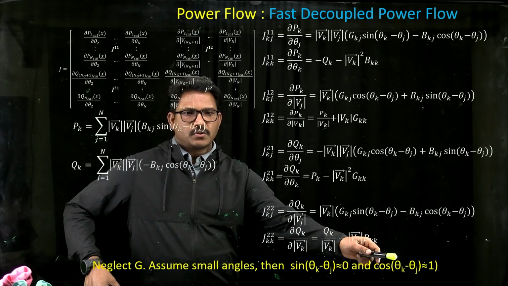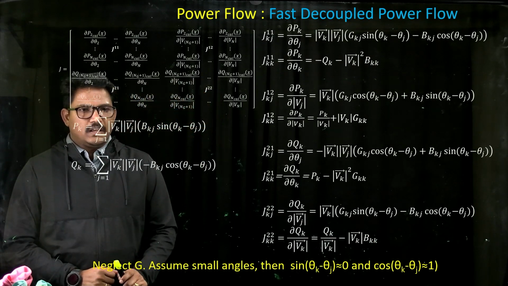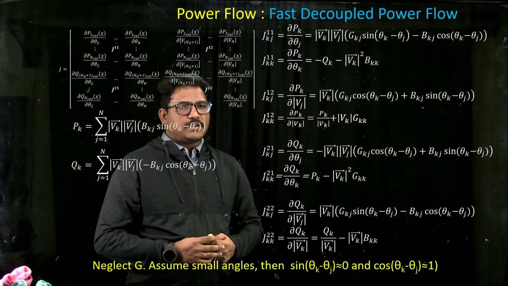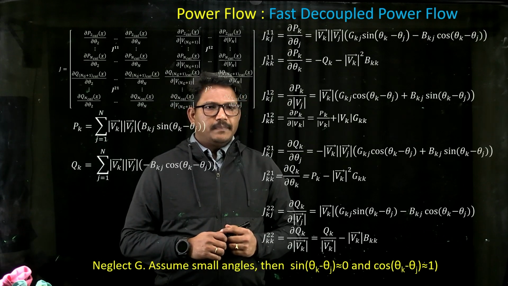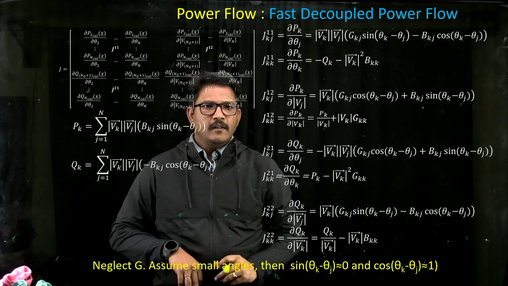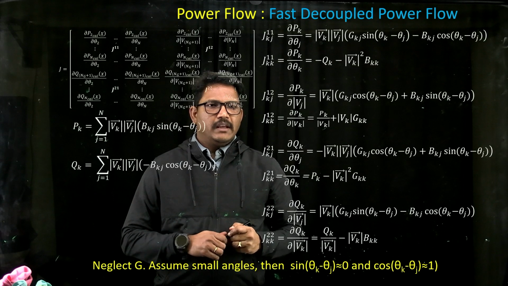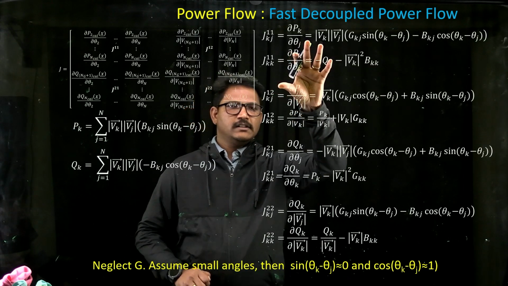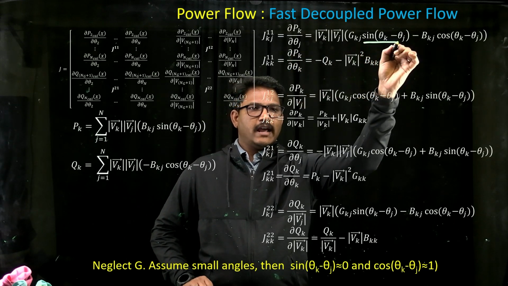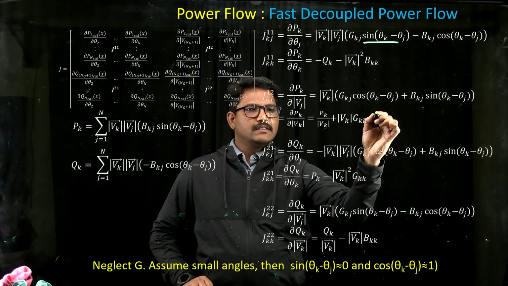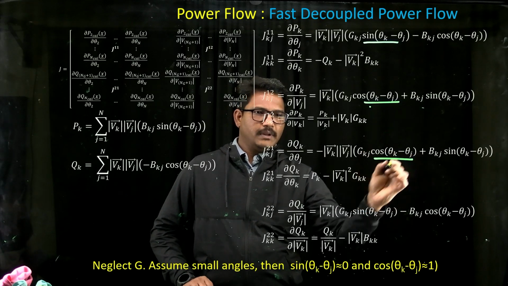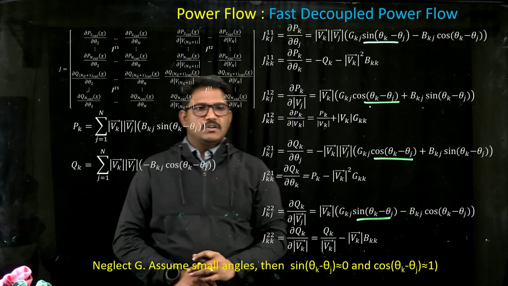So now if you try to substitute these assumptions in the elements of the Jacobian matrix, here we can see the expression for the elements of the Jacobian matrix. If you consider the Jacobian matrix as a block of 4 matrices, then in the case of J11, when you neglect the conductance, that is the G value, you can see that this particular expression can be neglected. And similarly, here also this expression can be neglected. And then here also, and this expression as well.